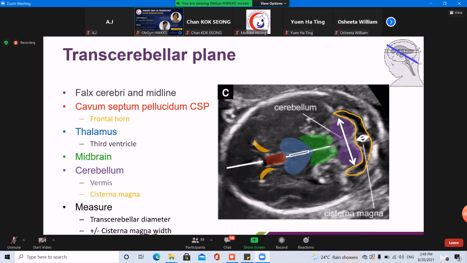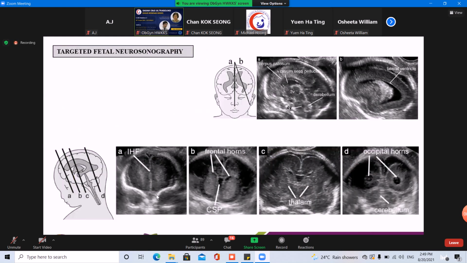So in this plane, of course, the most important structures are the cerebellum, cerebellar vermis, and the cisterna magna. And these three are housed in a place called the posterior fossa. So if anybody tells you that there is something wrong in the posterior fossa, it is referring to the cerebellar hemisphere, vermis, or the cisterna magna.